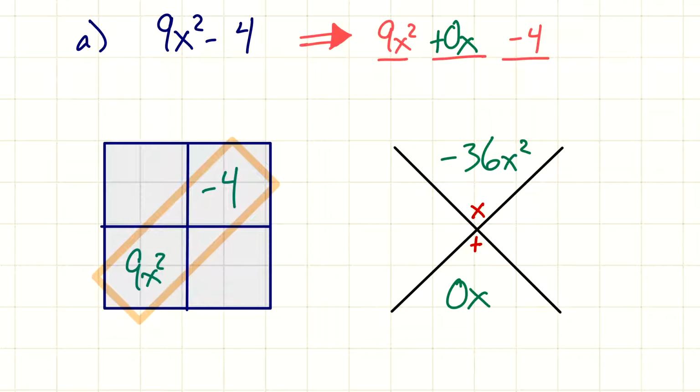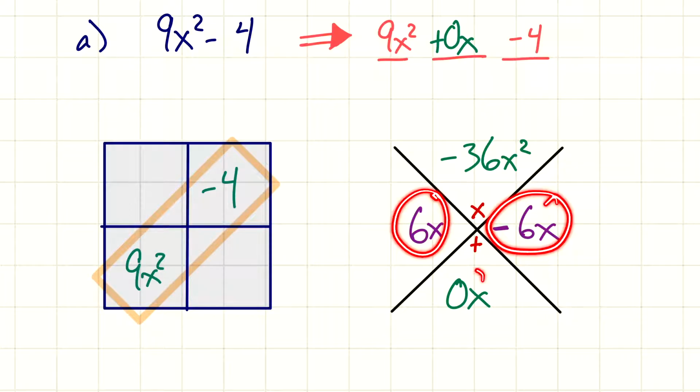So 36, what I'm thinking of for 36 is 6x and 6x. So 6 times 6 is 36. Keep in mind, one of them has to be positive and the other one has to be negative, because this is a negative 36. So I'm going to make this negative. And you'll notice what happens when I take 6x and I subtract 6x. Well, that gives me 0 x's, right? 0. Perfect. So I'm going to plug those in.